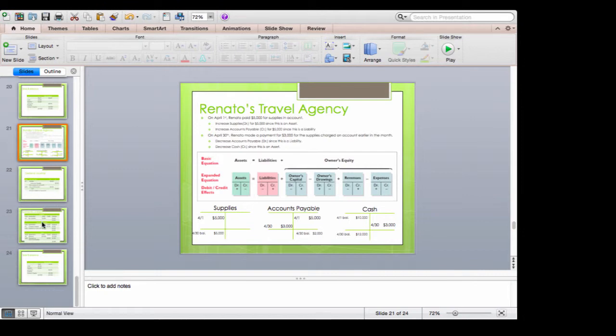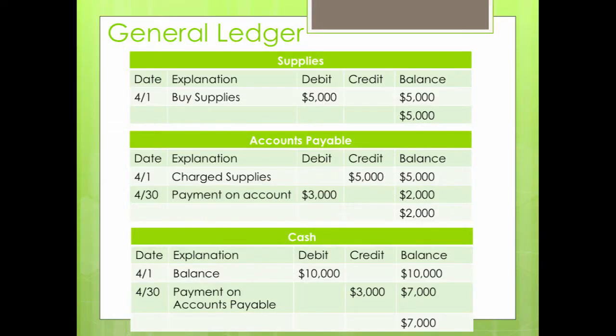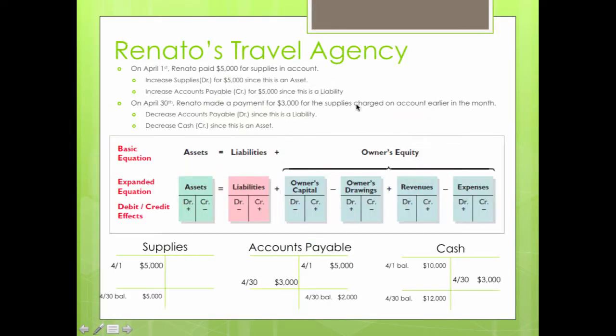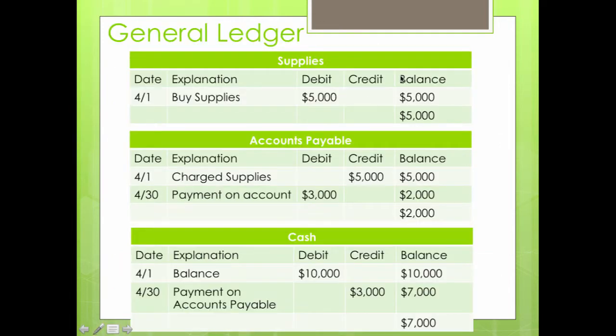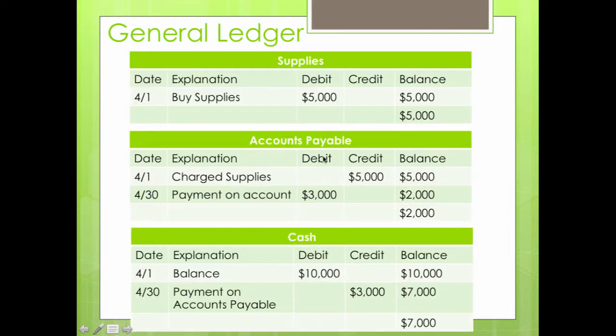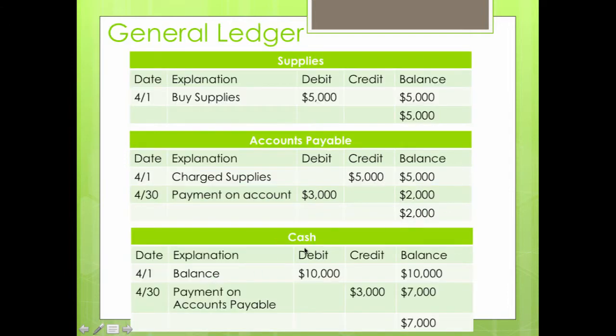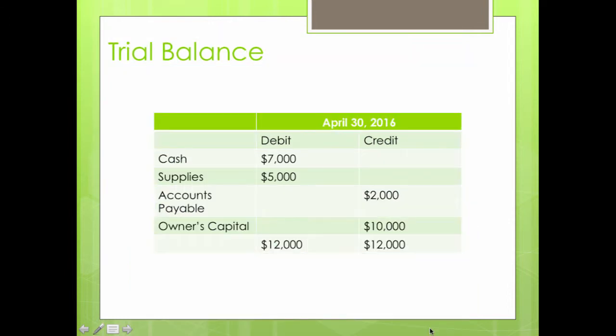In supplies, we had a debit balance of $5,000. So we put in a debit balance for supplies. Then we had an accounts payable balance for $2,000 on the credit side. So we put accounts payable on the credit side for $2,000. And then lastly, we had a cash balance of $7,000, and that was as a debit. So we put cash on the debit side for $7,000.